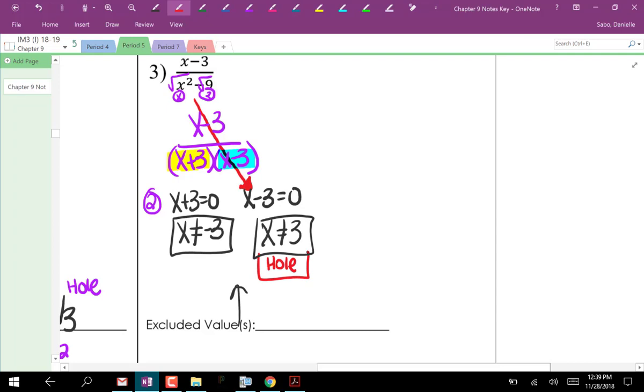Does the x plus 3 cancel with anything on top? No, so that's called a vertical asymptote. I'm going to write that there so that you remember. It's going to be super important tomorrow that you can identify that.